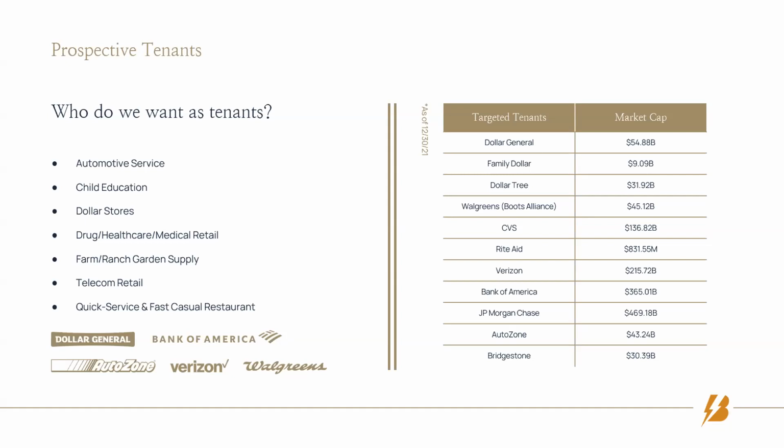So as an example here, this is back in '21, but you can see, look at this: Dollar General market cap, $54 billion, Family Dollar, $9 billion, Dollar Tree, $31 billion. So again, with that whole corporate guarantee scenario that I mentioned before, the likelihood of one of these companies going out of business is very, very slim.